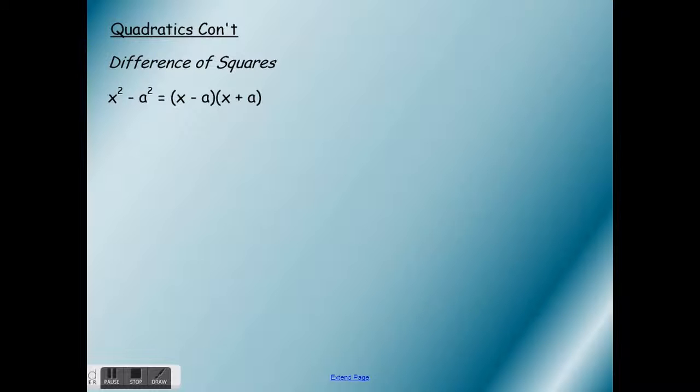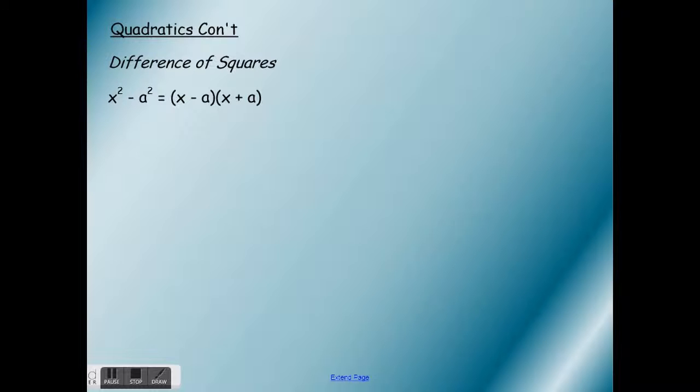So to factor a difference of squares, you have to do what I say there. So x squared minus a squared is equal to x minus a times x plus a. It's just a rule for factoring that you'll have to memorize.